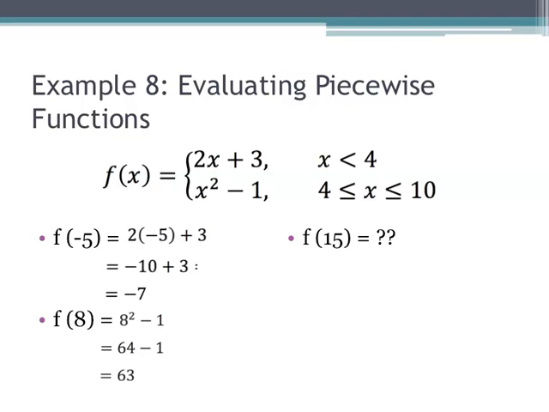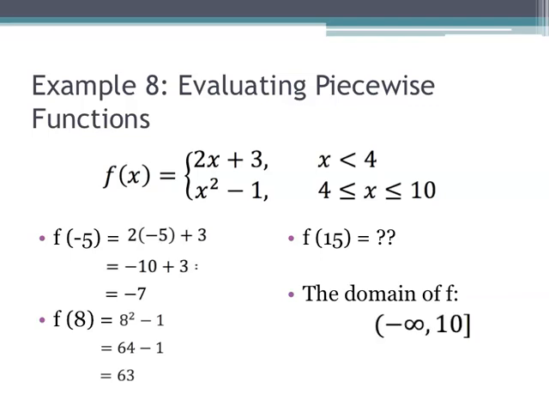Now that brings us to the last part, which is what is the domain of this function then? If 15 is not in the domain, what values of x are defined for this function? Well, x can be anything that's less than 4. x can also be anything between 4 and 10. Can it be 11? No. Can it be 10.1? No. So your domain is anything from negative infinity all the way up to 10, including 10.